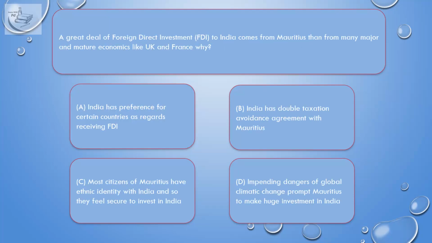Question: a great deal of foreign direct investment (FDI) to India comes from Mauritius than from many major and mature economies like UK and France. Why? A. India has preference for certain countries as regards receiving FDI. B. India has double taxation avoidance agreement with Mauritius. C. Most citizens of Mauritius have ethnic identity with India and so they feel secure to invest in India. D. Impending dangers of global climatic change prompt Mauritius to make huge investment in India.